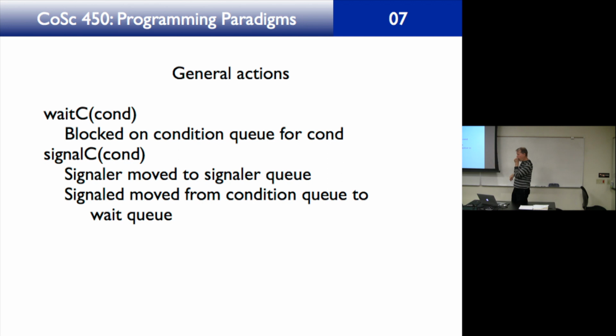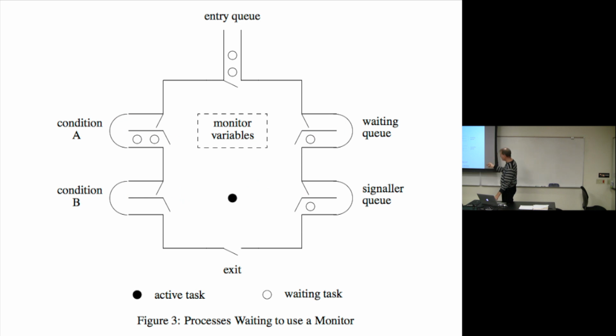Now here's what signal C does. When signal C executes, the signaler, now what do we mean by the signaler? The process that executes the signal C. And which process is that? That's the little black dot in the middle. It's the one that's executing code. The signaler is moved to the signaler queue. Now where's the signaler queue? That's this one, the lower right here. So he executes signal, and boom, he goes into this queue right here. Are you with me?